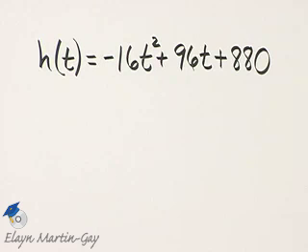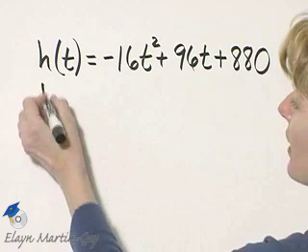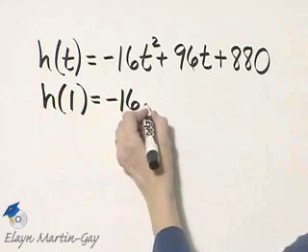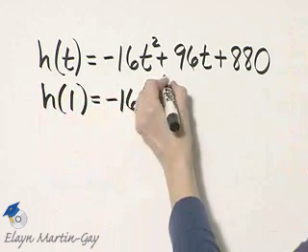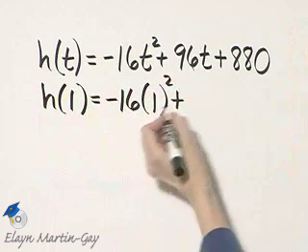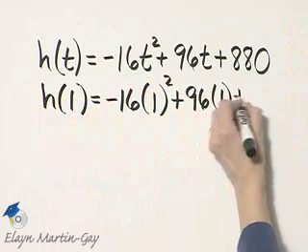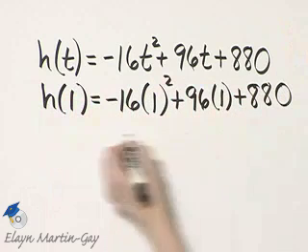Make sure you understand the meaning of this given function. Neglecting air resistance, h of t is the height of the pebble after t seconds. So if we want to find the height of the pebble when t is 1, we basically want to find h of 1. And everywhere there's t, we put 1. So that's negative 16 times 1 squared plus 96 times 1 plus 880.